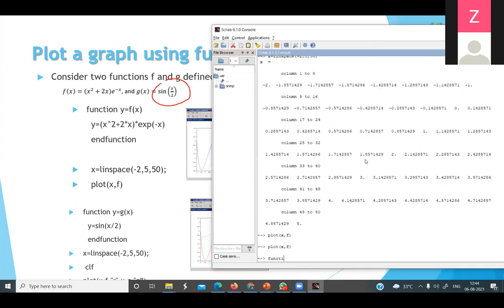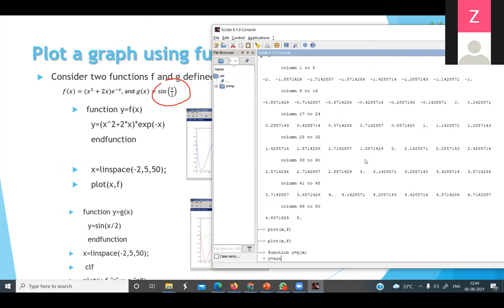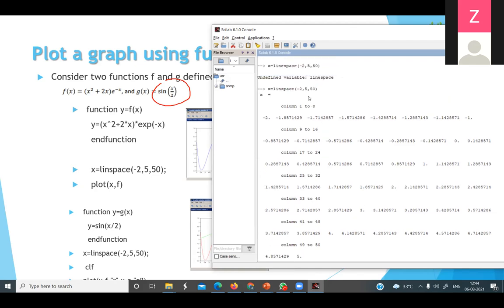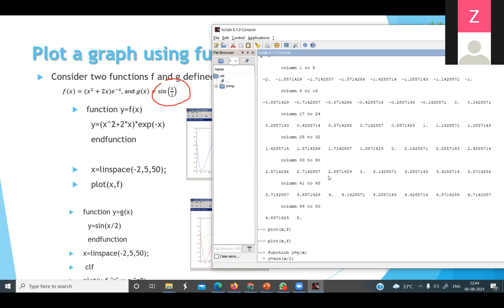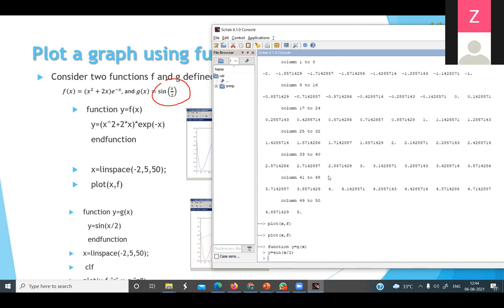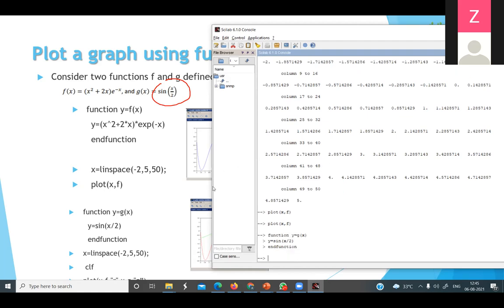The function y equal to g(x), and y equal to sine x by 2. X we have already defined here, linspace from minus 2 to 5 with a stepping of 5. And function. And now let us draw that graph. Plot x comma f comma x comma g.